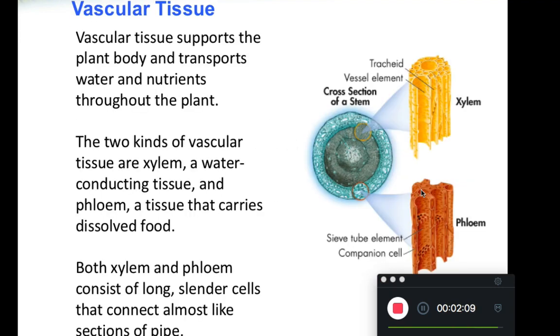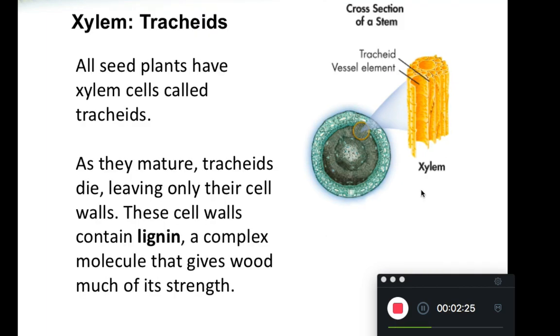Alright, then you have the vascular tissues. When we're looking at a plant, think of it like the nerves and the veins and the arteries of the plant. So this is where you're actually going to get the nutrients and the water going straight through the plant. So we have two major things we're going to focus on. The xylem.